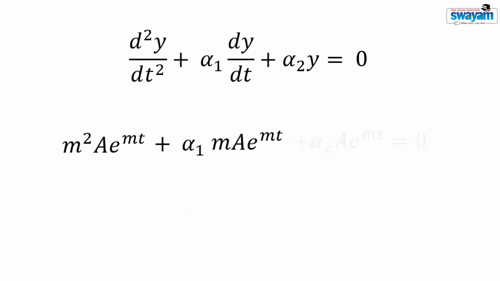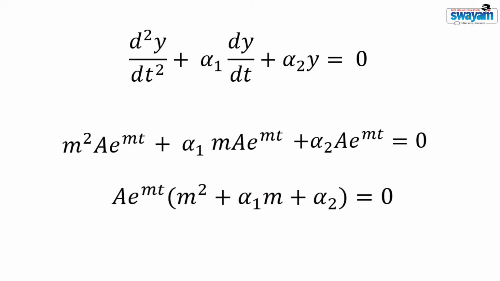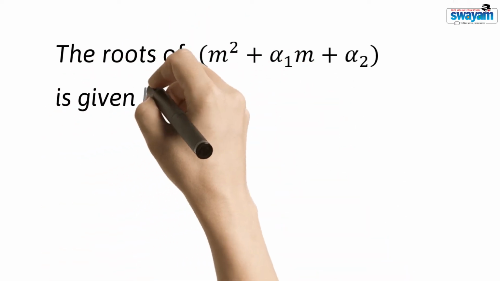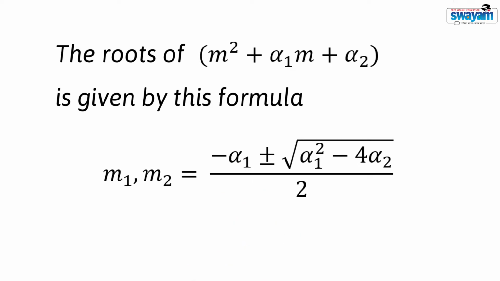Simplifying, we get a into e to the power mt within bracket m square plus alpha 1 into m plus alpha 2 is equal to 0. Note that the expression in bracket is a quadratic equation and the roots are given by using the quadratic equation formula. Thus, the roots of the quadratic equation are given by this formula.